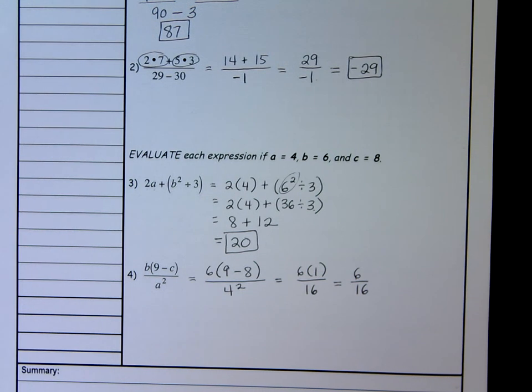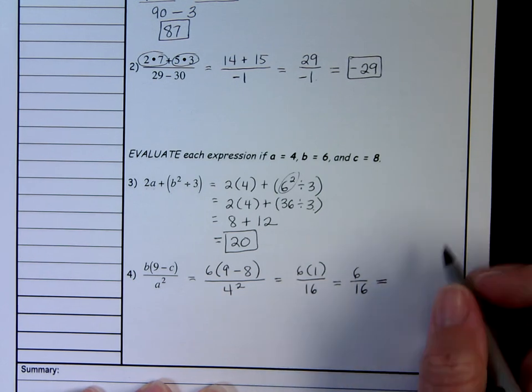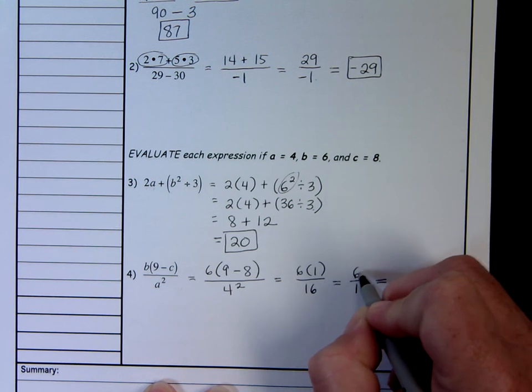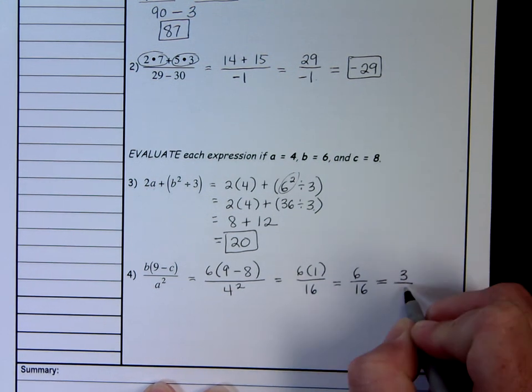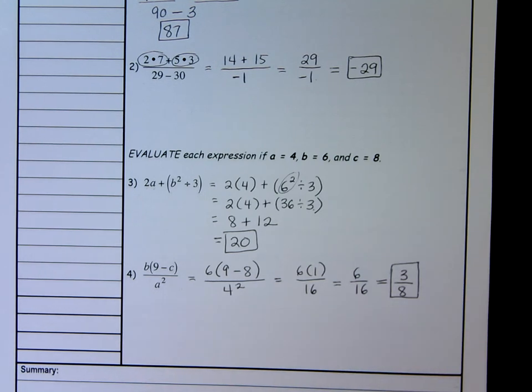Now, we have come up with 6 over 16, 6 sixteenths. Our fraction bar now means to divide. Does 6 divide by 16 evenly? And the answer there is no. So we're not going to divide with the calculator and change it into a decimal. We're going to keep it as a fraction, but we need to reduce it. We need to put it in simplest terms. So what divides into both 6 and 16? Well, that answer is 2. So 6 divided by 2 is 3, and 16 divided by 2 is 8. So our simplified answer for number 4 is 3/8.